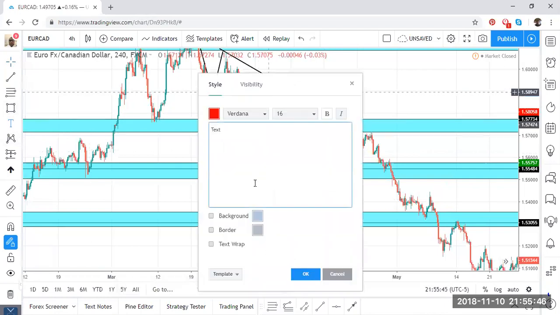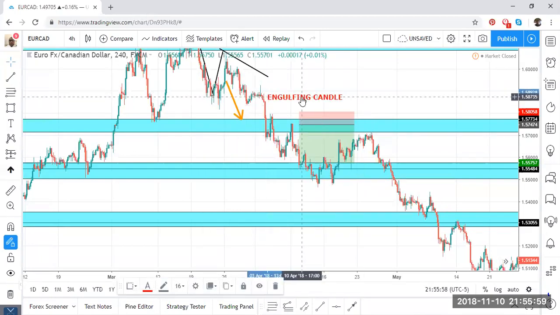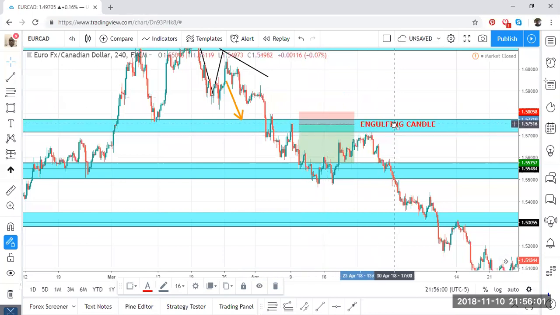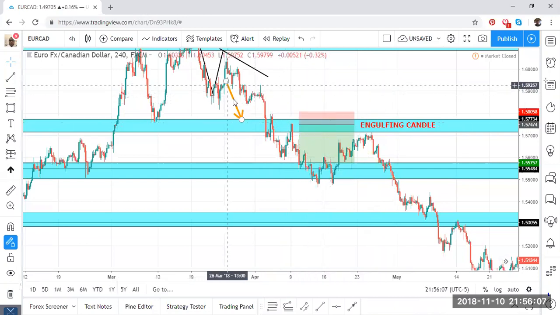Put a text box, engulfing candle, and that's all you really have to say. I take the trade because it was an engulfing candle. That's all I want y'all to do. Draw up your zones and then find a trade.